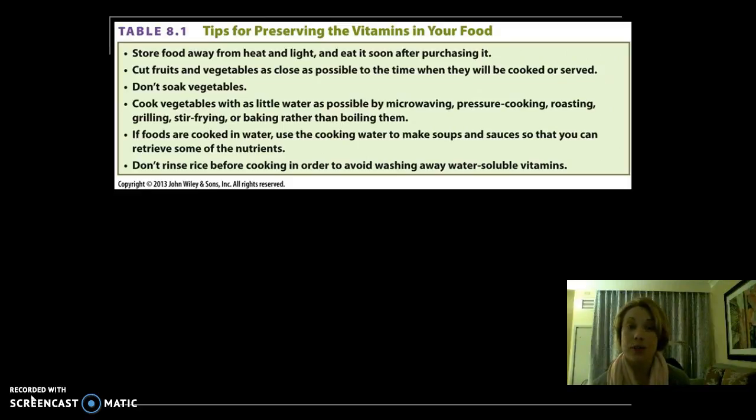Also, vegetables could cause water to leach out. Cooking vegetables with as little water as possible by pressure cooking or roasting, grilling, stir frying, or baking rather than boiling can help to preserve some of those water-soluble nutrients. Also, if you do cook the foods in water, you can use that water in order to make soups and sauces, so then you can retrieve some of the nutrients after. Also, rinsing can rinse off some of those water-soluble vitamins, so avoiding rinsing before cooking can help avoid washing away any water-soluble vitamins.